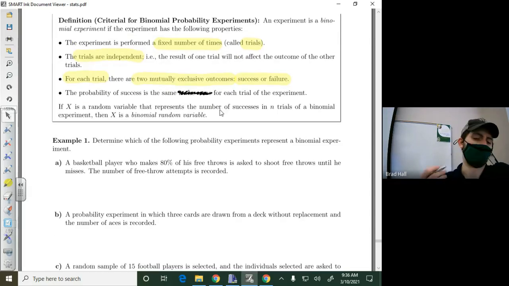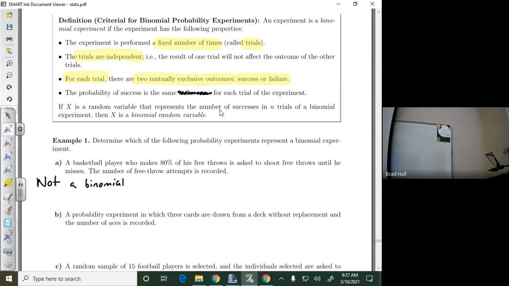So the first condition is that the experiment is performed a fixed number of times. Is that true or false? Sounds like it's false. If it were true, we would know how many shots this basketball player is going to take until they miss. So this is not a binomial experiment.